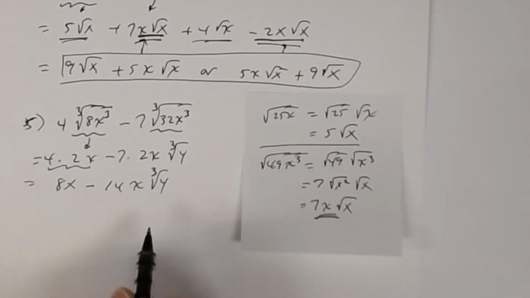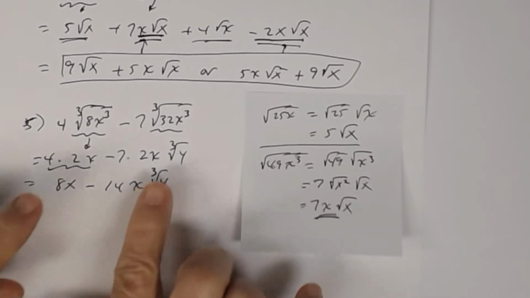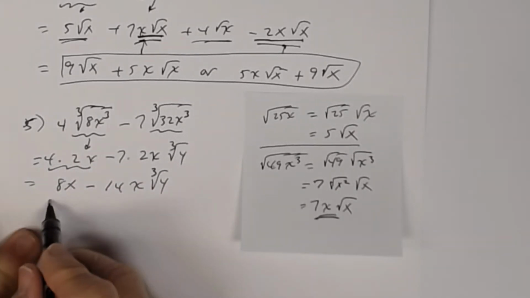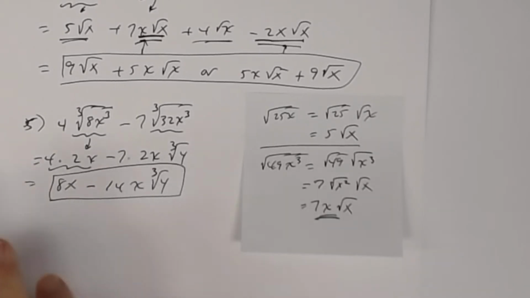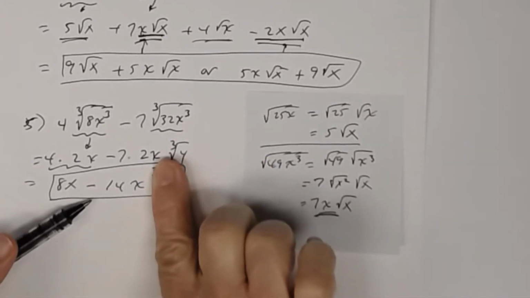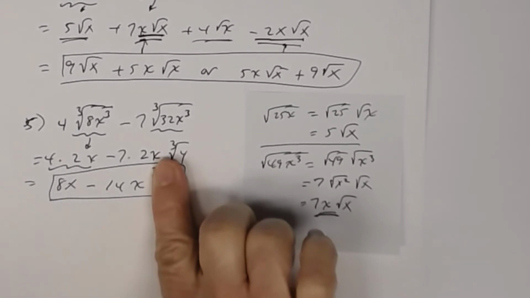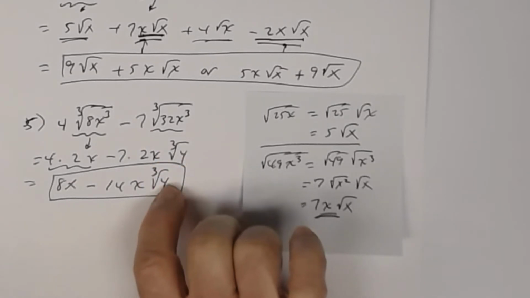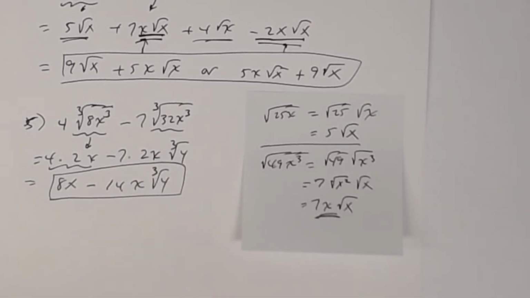Now, here's the thing. These are not like terms, so you can't do anything else to it. So you're done. And the reason they're not like terms, because, see, if this is what you had, then those would be like terms. 8x minus 14x, you can write as one term, is negative 6x. But the fact you have that cube root in there, those are not like terms. So that's all you can do.